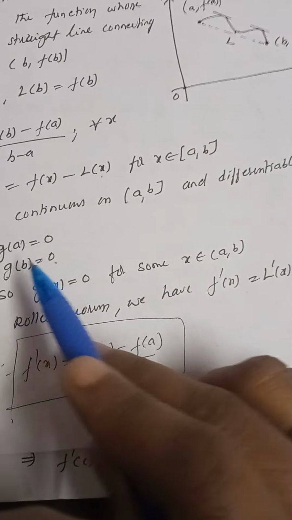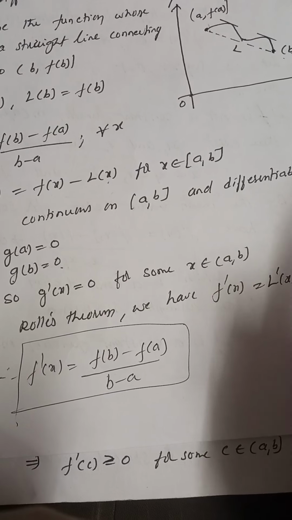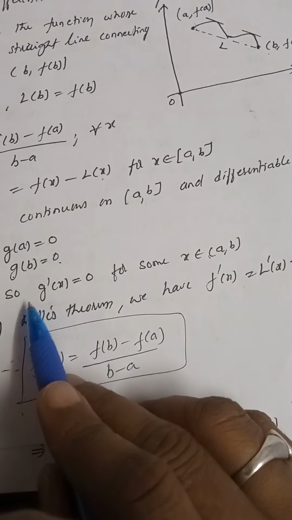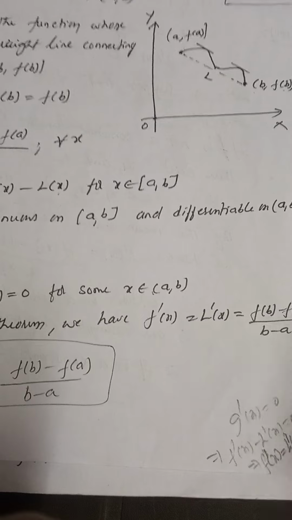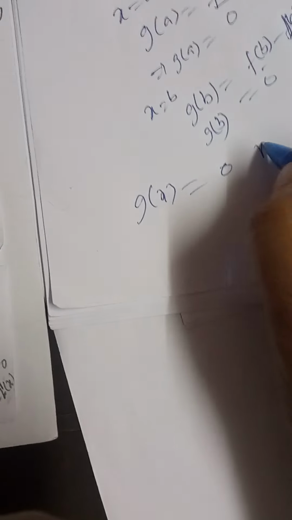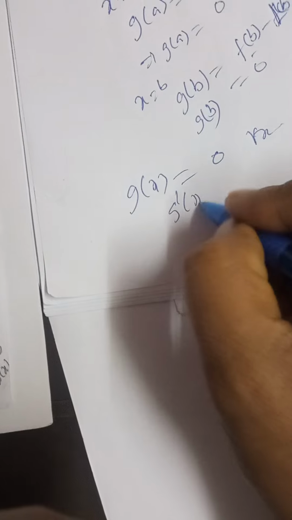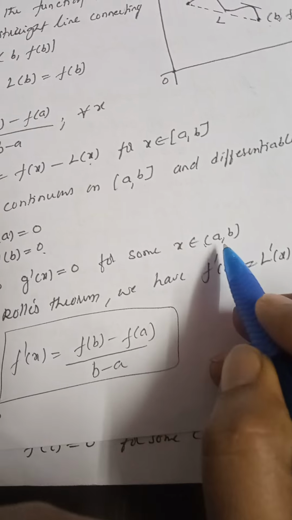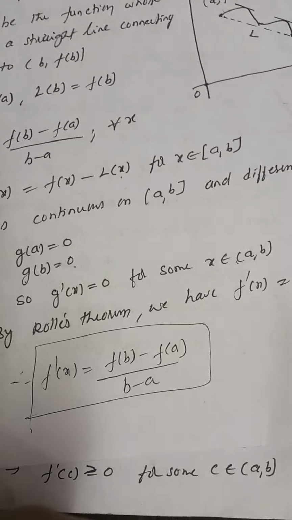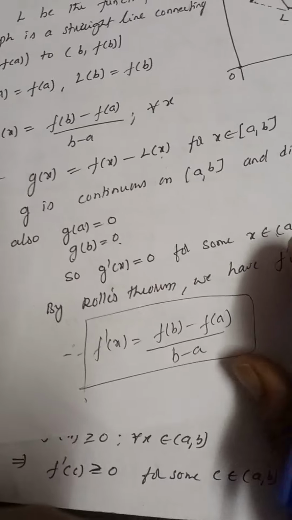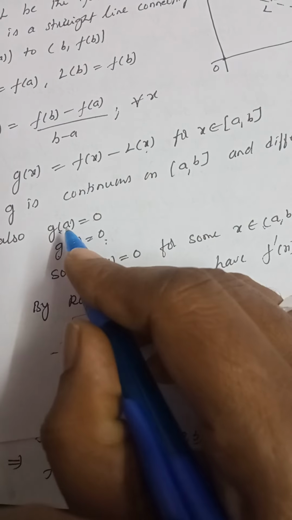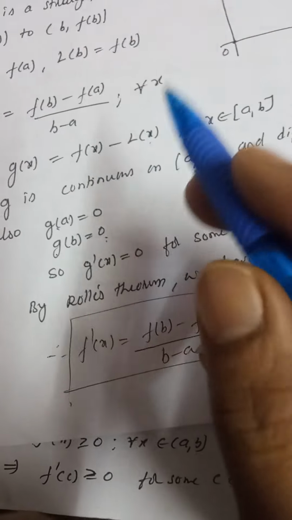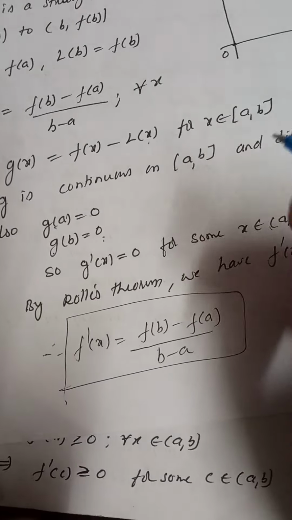Now that means the function value is always equal to 0 for all x belongs to the open interval a comma b and closed interval a comma b, no? Therefore g dash of x is obviously 0, because the function g of x is 0 for all x, right? That means g dash of x is equal to 0 for some x belongs to open interval a comma b. Why? Because the function itself is 0, right? G of a 0, g of b 0. At the extreme end points the values are 0. That means the differentiation of g of x is 0 for some x belongs to closed interval a comma b.